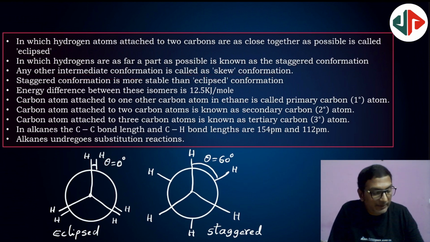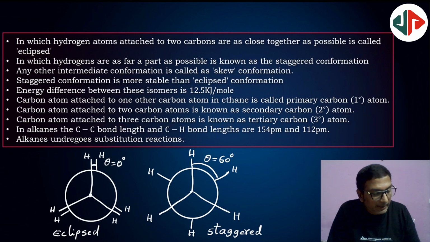Next, energy difference between these two is 12.5 kilojoules per mole. Remember this. Approximately 3 kilocalories. Next, carbon atom attached to one more carbon atom is primary carbon atom. Carbon atom attached to two more carbon atoms is secondary. 3 more carbon atoms is tertiary. 4 more carbon atoms is quaternary.